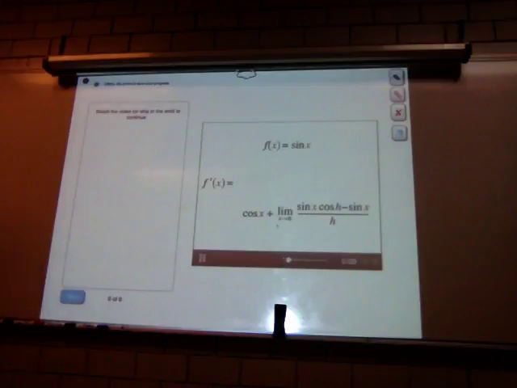Now let's take a look at this second term here. What's an equivalent way to write this limit?